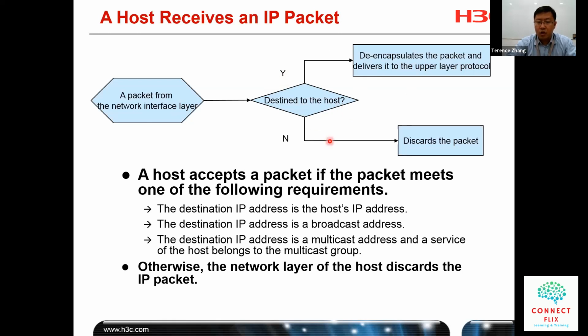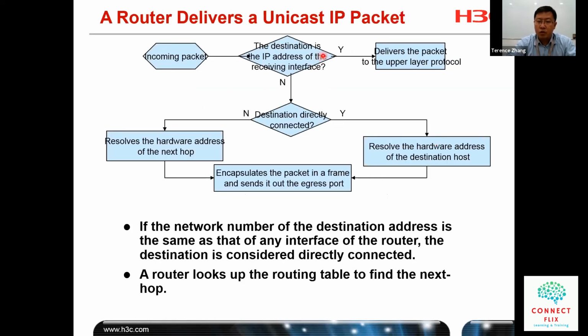If not, the router will choose how to send it out, but the host will choose to discard the packet directly. This is the difference, because the host will not forward a packet based on layer 3 information. The host only judges whether it's me or not. If it's me, deliver to the upper layer; if not, discard. For a router, if it's me, deliver to the upper layer protocol; if not me, search the table and the information to judge how to send it out. So this is the difference.